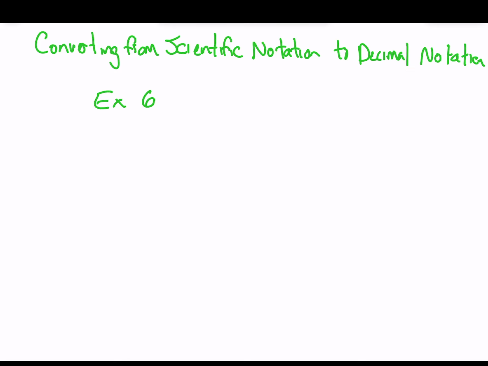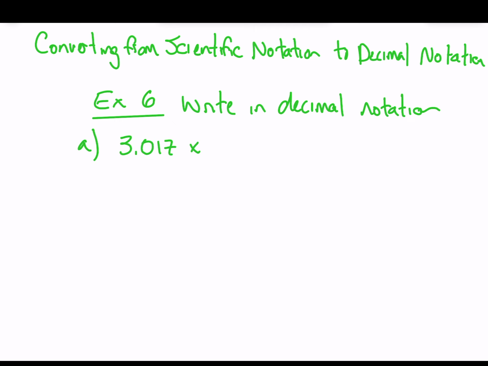Okay, we want to start with example 6. We want to write in decimal notation. Our first one is 3.017 times 10 to the negative 6. Okay, and the first question we want to ask ourselves is, is this a small number or a big number? Well, because we have a 10 to the negative 6, we're multiplying by 1 over 10 to the 6th power, so 1 over a million. So this is a really small number.